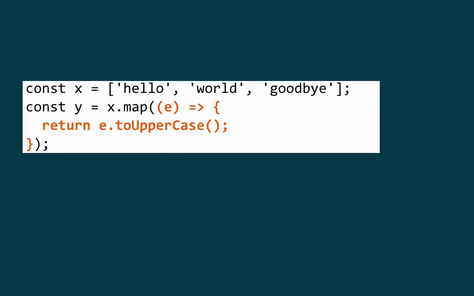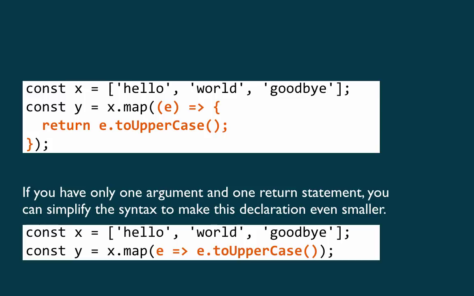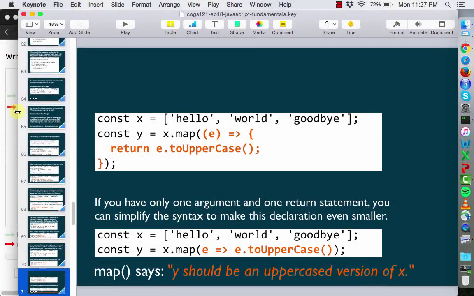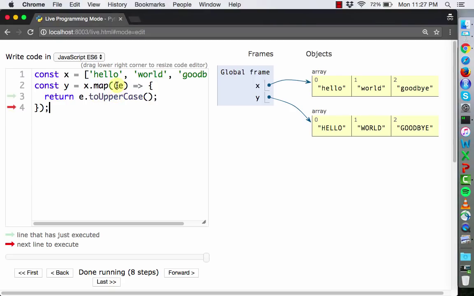Another thing you can do to shortcut it even more is that if you only have one argument to your inner function and one return value, you can actually make the syntax way simpler. So if you have one argument and one return statement, you can eliminate the parentheses and you can eliminate the braces. So instead of doing this, because we only have one argument, we can eliminate the parentheses here. And we can also eliminate these braces and the return statement.